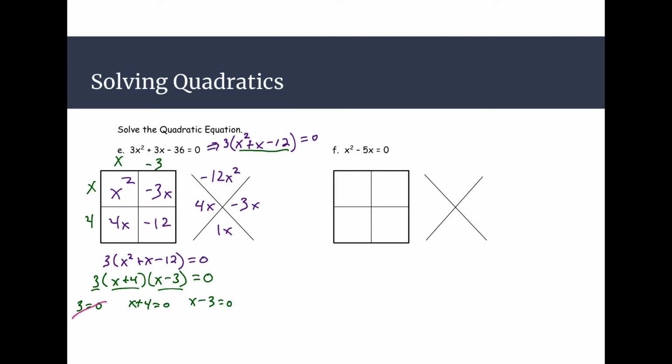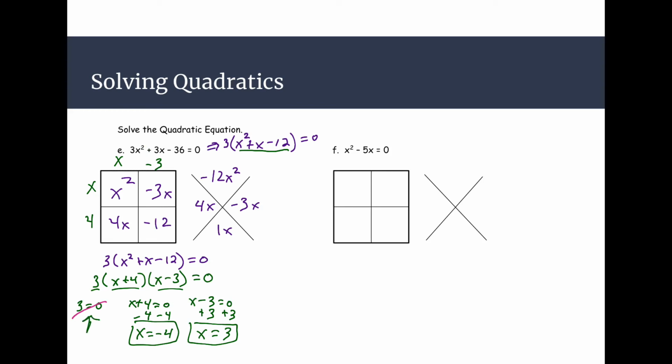And if we solve this one, we're going to subtract 4 from both sides and get x equals negative 4. Here we'll add 3 to both sides and get x equals 3. When you are solving any type of equation, you see the highest exponent here is 2, squared, x squared. That means we're going to get 2 answers. So it makes sense that we got a third answer that didn't actually work for us.